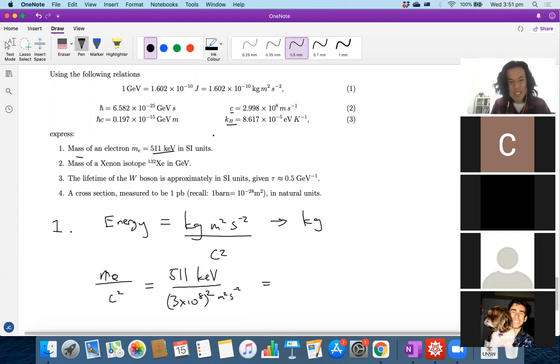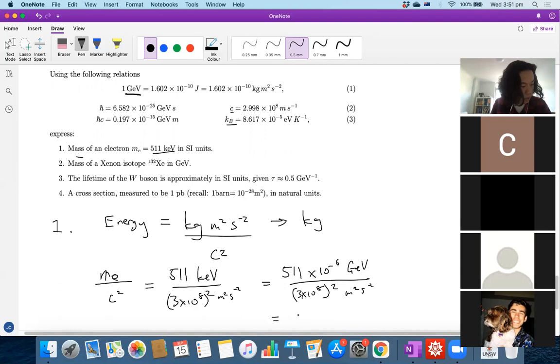Since they've given us this in GeV, let's turn the numerator into GeV to make it easier for us. So we get 511 times 10 to the minus 6 GeV divided by 3 times 10 to the 8 squared meters squared per second squared. Work out the number. The number turns out to be 9.0958 times 10 to the minus 31 kilograms.